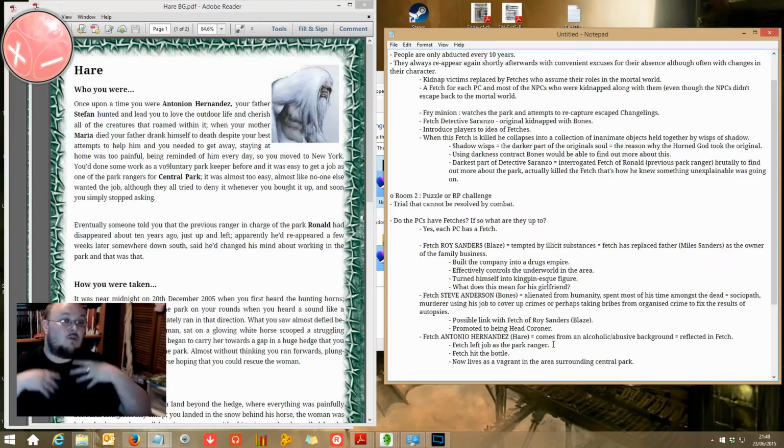However, it also reflects the Arcadian role that the original Hare was forced to adopt. He lived as this hunted, prey-like creature, and in a way his fetch has become a reflection of that.